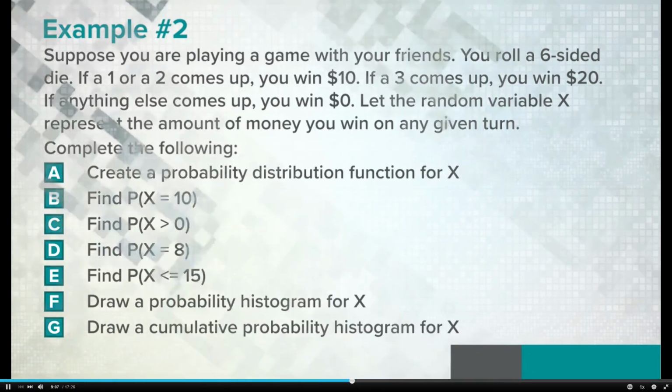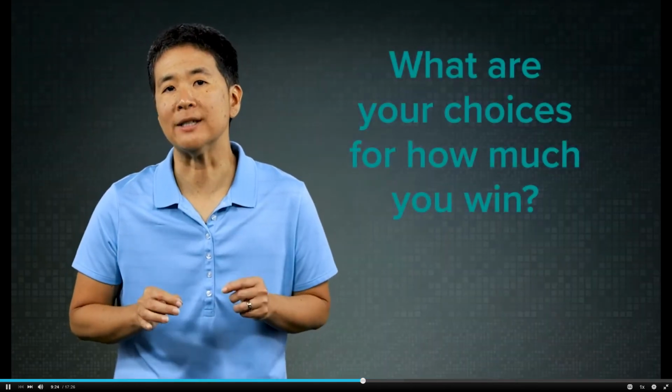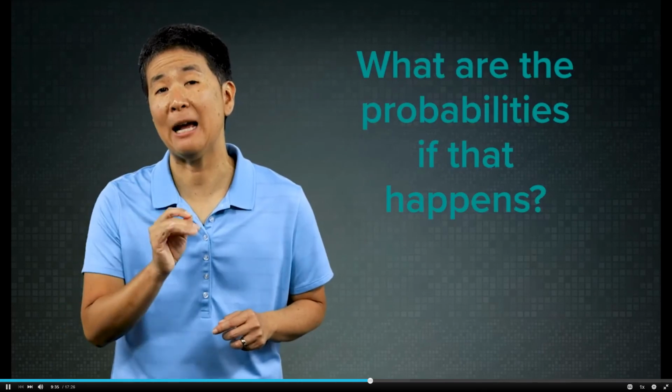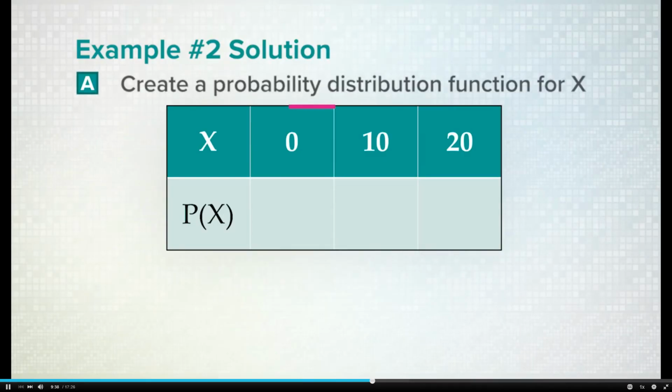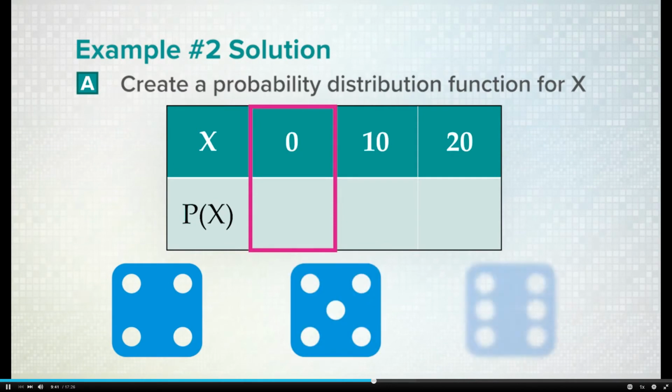Here's a solution for example 2. The first thing you want to recognize is what does our random variable x represent? In this case, the problem tells you that x represents the amount won on any given turn. So what are your choices for how much you win? You could win $0, $10, or $20 on any given turn. Now, what are the probabilities if that happens? If you recall, you win $0 if a 4, 5, or 6 comes up. Well, that's the probability that when you roll a die, you get a 4, 5, or 6.